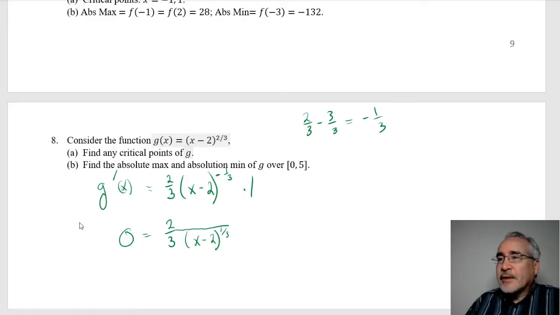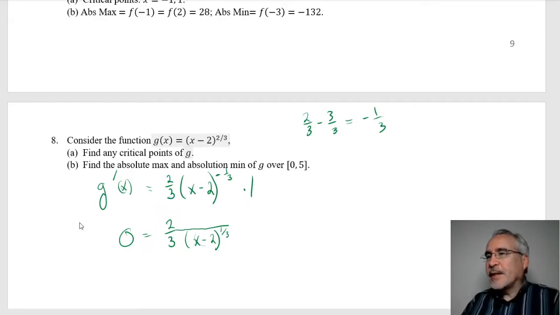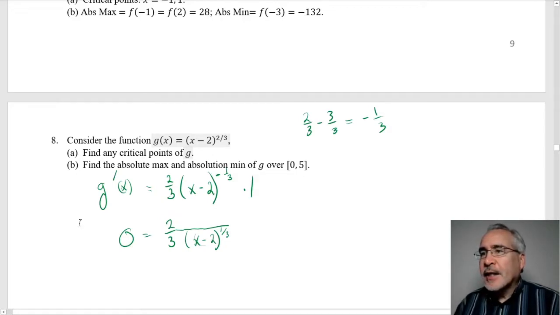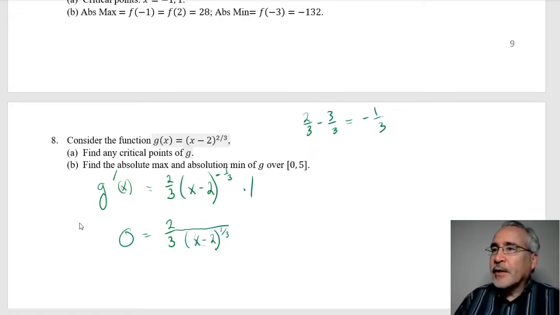There are no critical points. You can't get this equal to 0 because you've got multiplication. The only way you could get 2/3 times this to be 0, thinking of this as multiplication, is for this part to be 0, and the only way this part could be 0 is for x to be 2. 2 minus 2 is 0. But because it's a negative exponent now, it's down there. There are no critical values. So I'm going to say critical points, none.